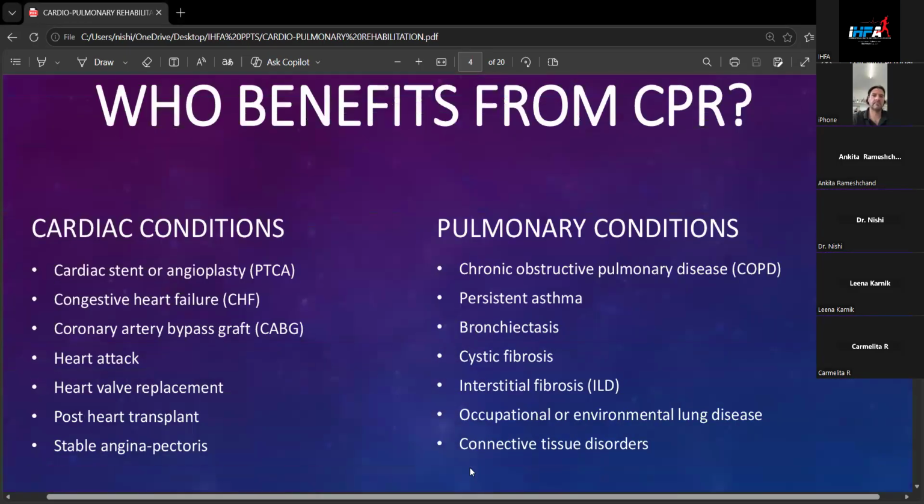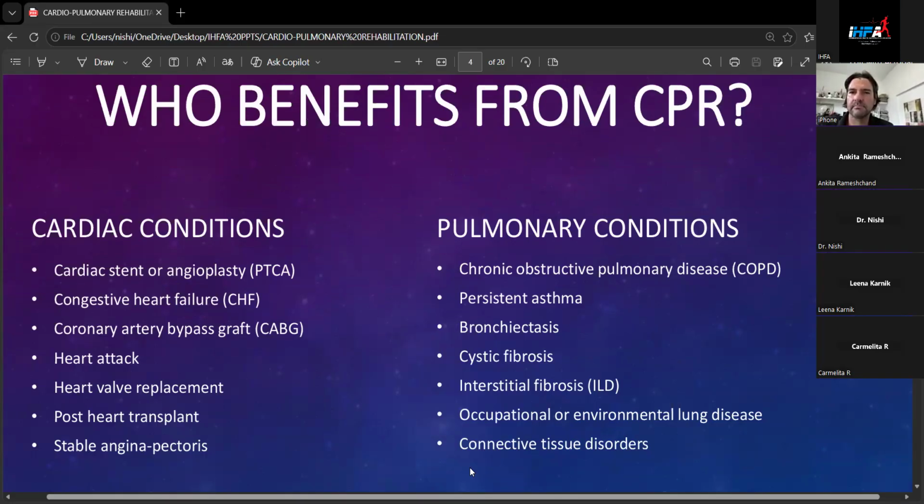So, which conditions benefit from cardiopulmonary rehabilitation? In the cardiac conditions, one is people who have PTCA or stenting, which is the most common. Second is congestive heart failure. Third is coronary artery bypass graft, heart attack or ischemic heart disease, heart valve replacement, post heart transplant, or stable angina pectoris. And congenital heart diseases also.